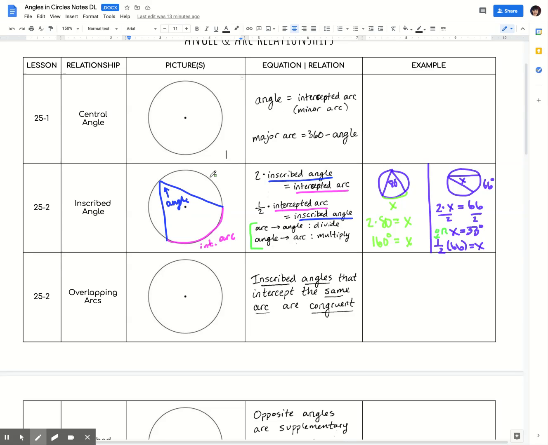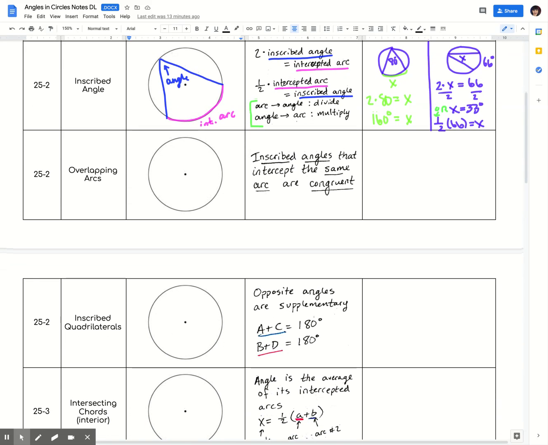All right, so there's a couple other really neat things about inscribed angles that don't show up with central angles. And one of those really neat things is this idea of overlapping arcs. Okay, so I'm gonna draw here's two different inscribed angles. So there's an angle here and an angle here. Those are both inscribed angles.